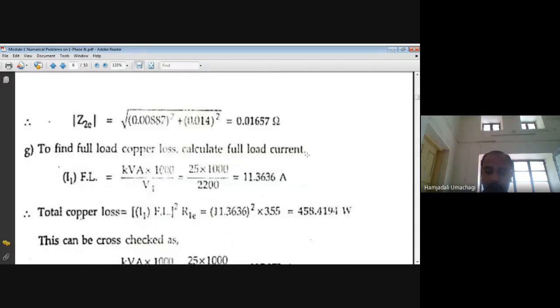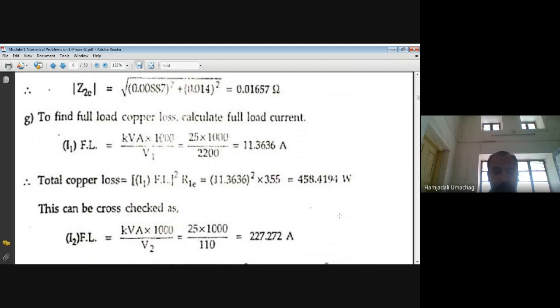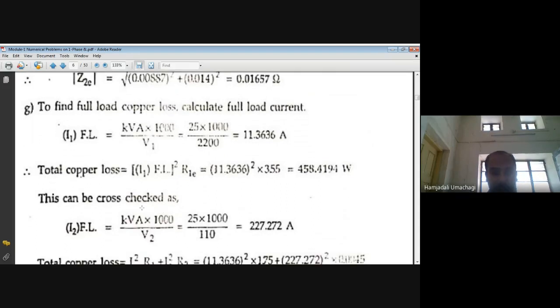3.55 ohms. So substitute, this is 3.55, not 355, it is 3.55. So the answer for total copper loss on primary side is 458.4194 watts. Similarly, you can cross check what will be the copper loss on the secondary side. This can be cross checked as full load current on secondary side.